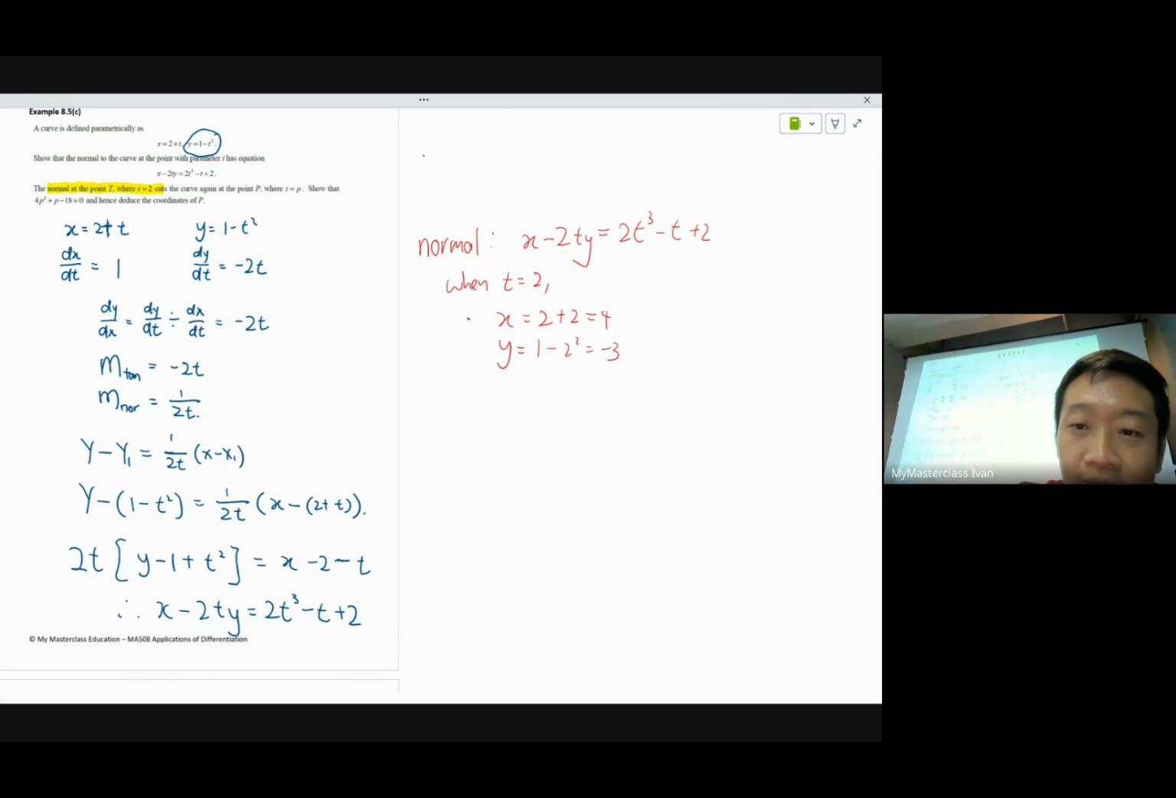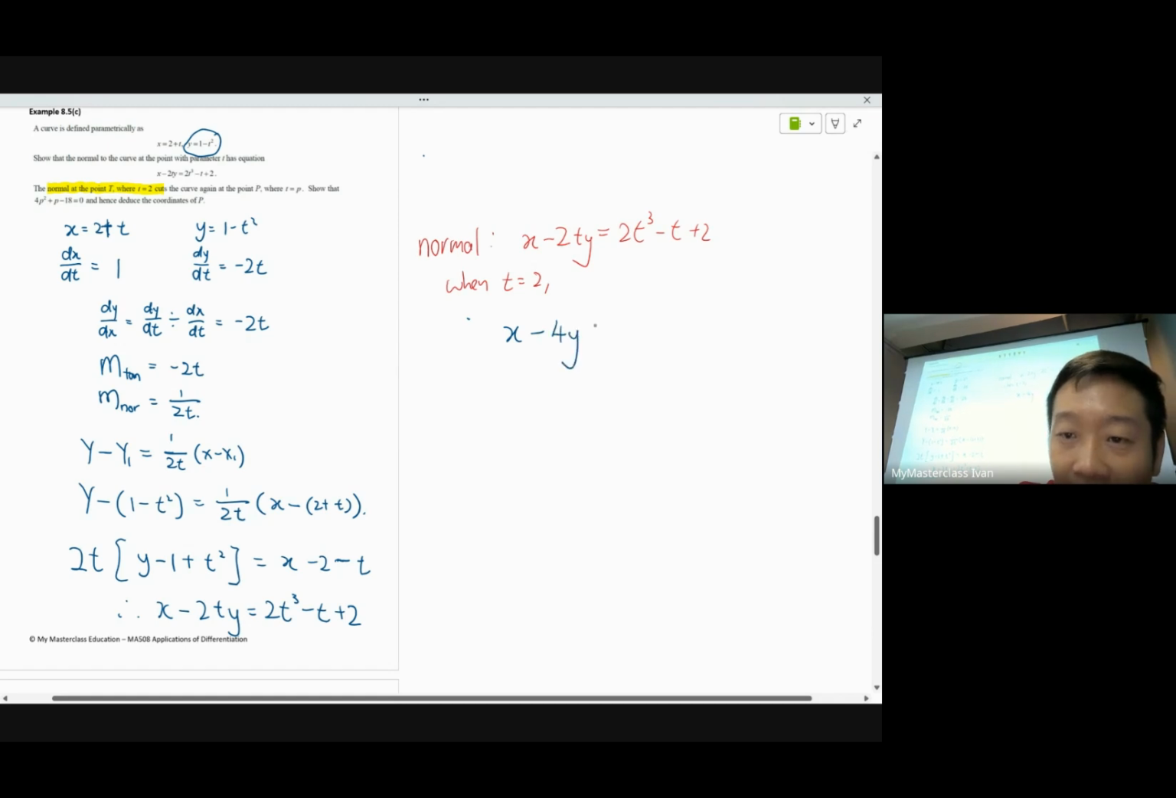Cannot, sorry. Cannot have this. When t is equal to 2, because the x and y are like your variables, x minus 4y equals 8 times 2, 16, minus 2 plus 2. So it's 4y equals x minus 16. Okay, maybe I keep it as this. So this is now the normal.